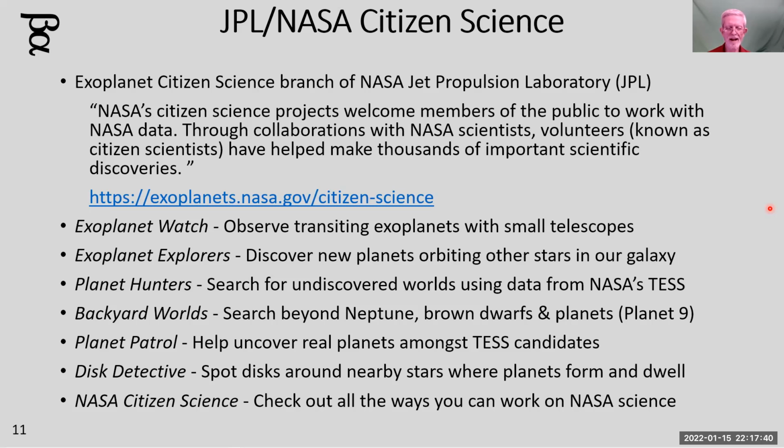So there's Exoplanet Watch, Exoplanet Explorers, Planet Hunters, which makes use of TESS data, which is where that citizen scientist found that Jupiter-like planet. If you want to go look for Planet 9, you can go through Backyard Worlds. All of these are accessed through the Exoplanets NASA.gov citizen science website.